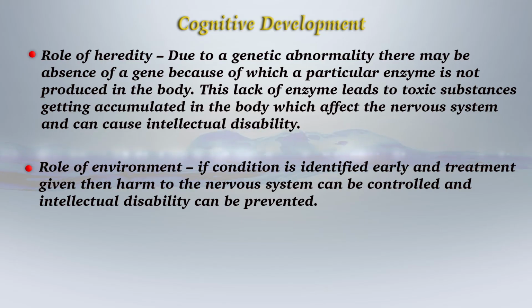Let us in this example only understand the role of the environment. Now, if this condition had been identified early in the child and treatment given by giving that enzyme from the outside, then the harm to the nervous system can be controlled and the child's intellectual disability can be prevented. So here we see how both heredity and environment interact. If of course that feature from the environment is not available, then the intellectual disability of the child will result.